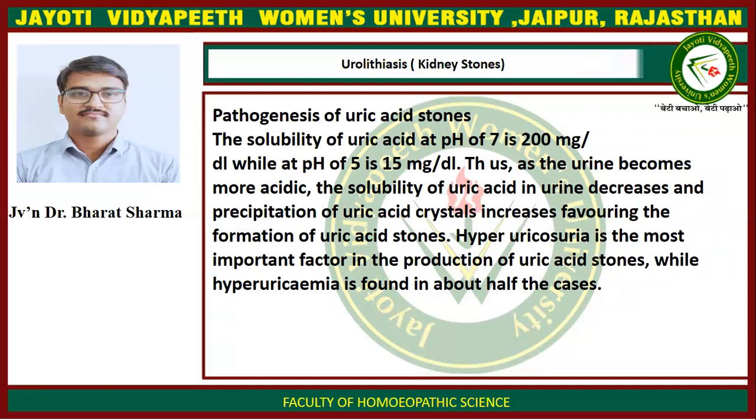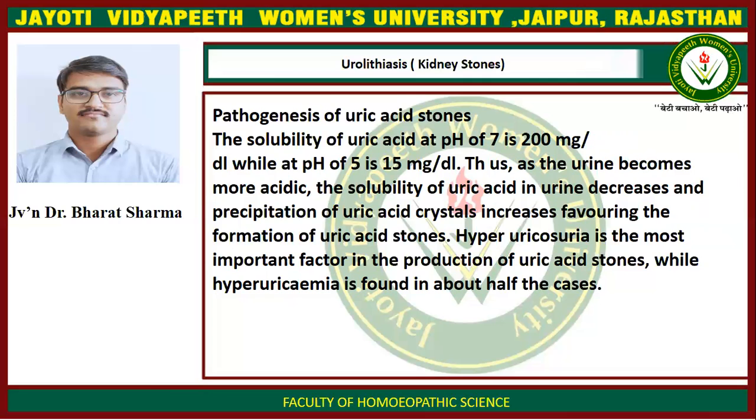Pathogenesis of uric acid stones. The solubility of uric acid at pH of 7 is 200 mg per deciliter, while at pH of 5 is 15 mg per deciliter. Thus, as the urine becomes more acidic, the solubility of uric acid in urine decreases and precipitation of uric acid crystal increases, favoring the formation of uric acid stone. Hyperuricosuria is the most important factor in the production of uric acid stone, while hyperuricemia is found in about half the cases.